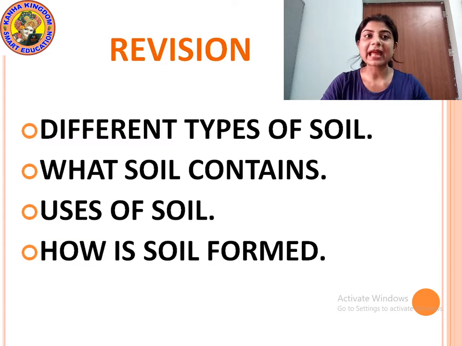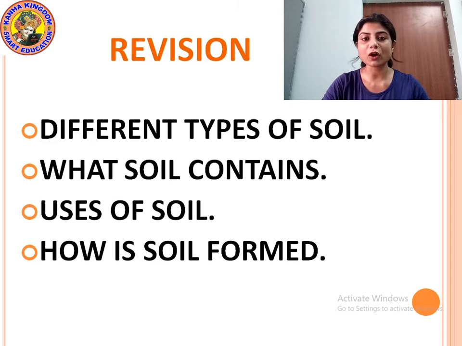Then dead and decayed plants and animals also play a very important role in the formation of soil. The plants and animals that are dead get decomposed with the soil. Later on it mixes up with the soil to form soil only. The dead plants and animals go through the process of decomposition. That means they decompose with the soil and later on they get mixed up with the soil. Okay, and the soil is formed.